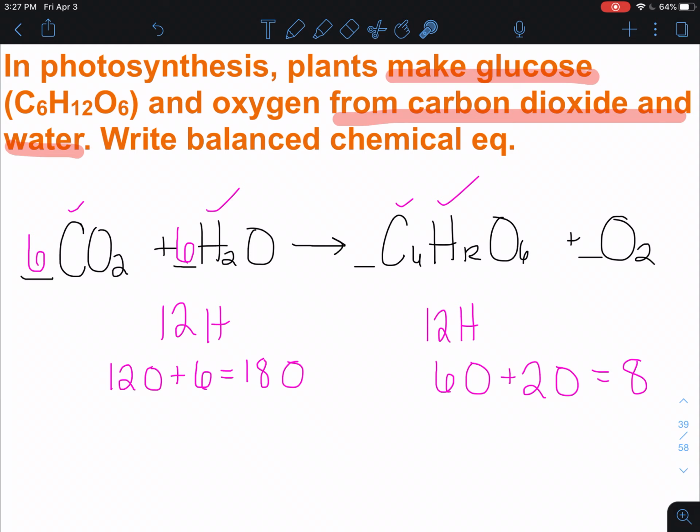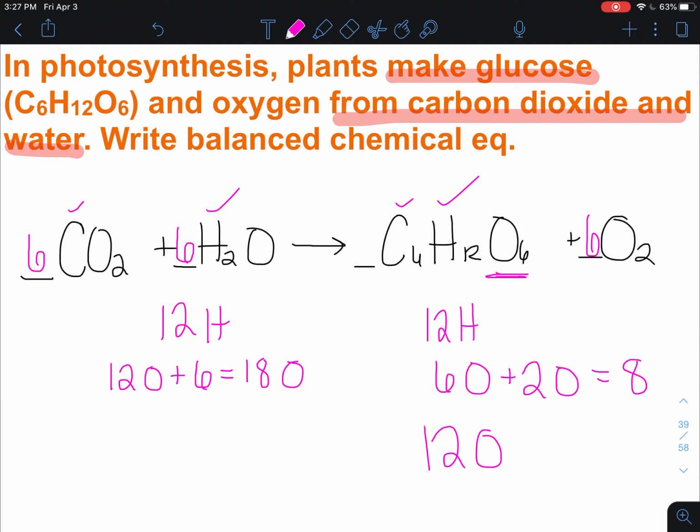So, and I need 18 total. So I'm going to need to have this, right? This one, I'm going to have to make up for 12 oxygens, all right? Because the 6 are already right here. So all I need to do is just make this guy give me 12 oxygens. So I'm just going to put a 6 right here.